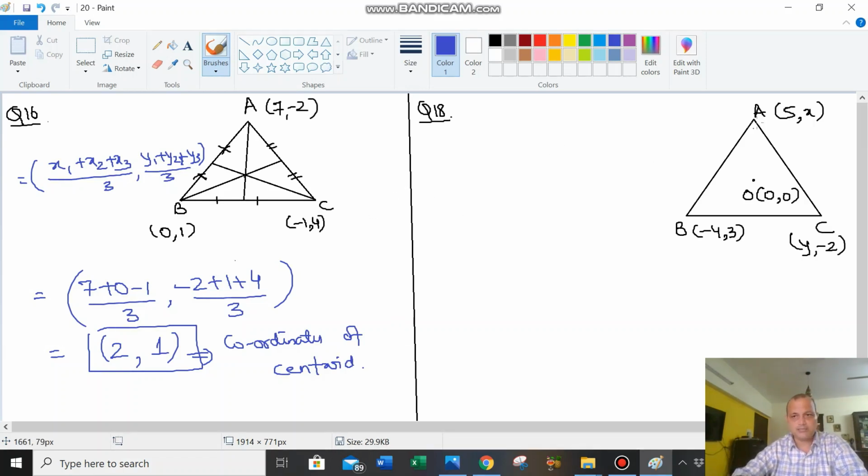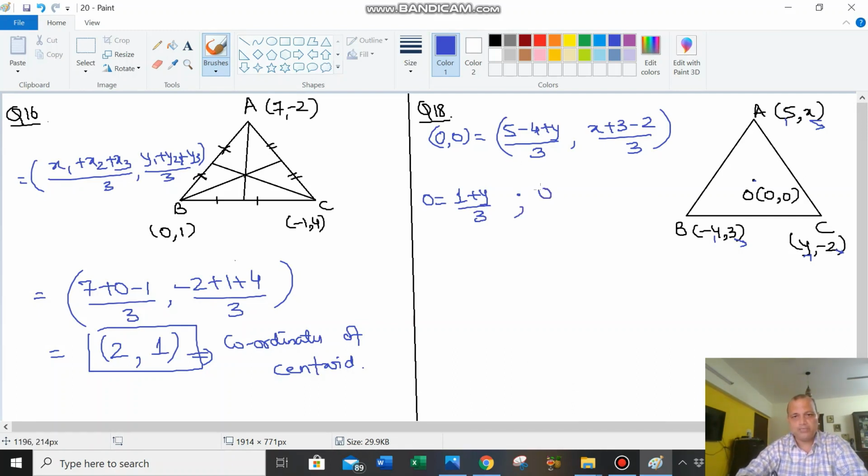Let's look at question number 18. It says that this is a triangle and the coordinates of the centroid lie on the origin. We know the coordinates of the origin are 0 and 0. So they want us to calculate the value of x and y. Using the formula, 0, 0 will be equal to (5 minus 4 plus y) upon 3 and (x plus 3 minus 2) upon 3. I've just added x1, x2 and x3, and y1, y2 and y3, divided by 3. Let's take these two equations separately. This is 5 minus 4, that's 1, plus y upon 3. And the other will be 0 is equal to x plus 3 minus 2, that's 1, so x plus 1 upon 3. Let's cross multiply. So I get 0 is equal to 1 plus y and 0 is equal to x plus 1, which means y is equal to -1 and x also is equal to -1.